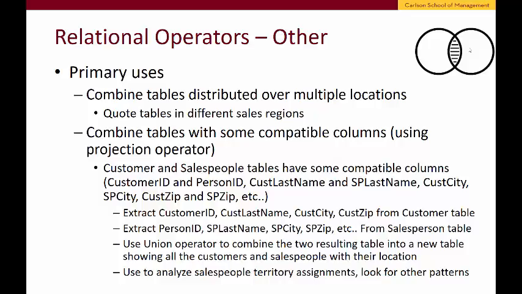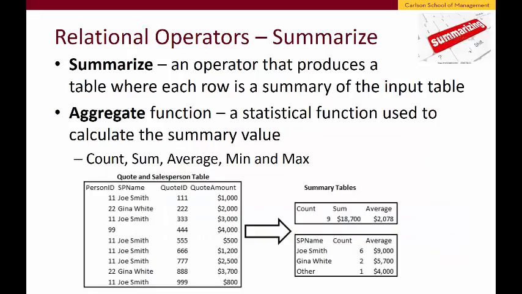We will use some of these operators when working with SQL queries, such as the one combining customer and salespeople tables on the compatible fields listed. The union could be used in analyzing salespeople territory assignments and looking for other patterns. Also, please note that Microsoft Access supports only the union operator. The summary operators, such as count, sum, and average, on the other hand, are used quite often. The resulting summary tables, with columns representing different summary functions and rows showing the aggregate results by different groups, will be discussed more in the next video.